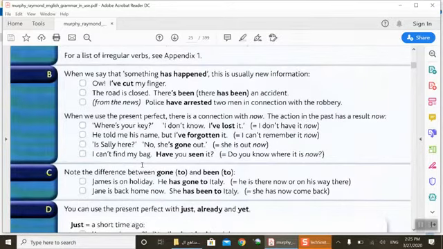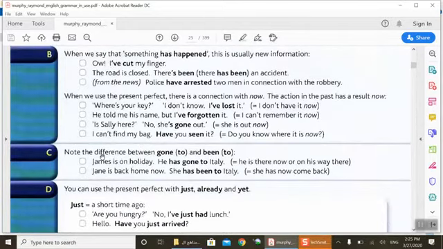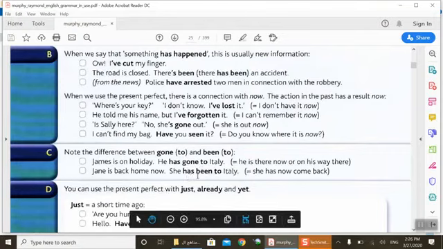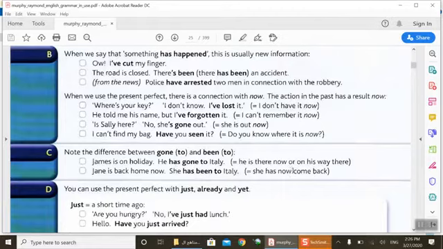I cannot find my bag. Have you seen it? Note the difference here between gone to and been to. What is the difference here? James is on holiday. He's gone to Italy. When you say he's gone and when you say she's been to, the difference is what? Has gone, it means he is there now or on his way. Okay, he has gone. I don't know, maybe on his way بالطريق or he arrives there. وصل هناك ما نعرف. أما من تقول she has been to Italy, it means what? She has now come back.